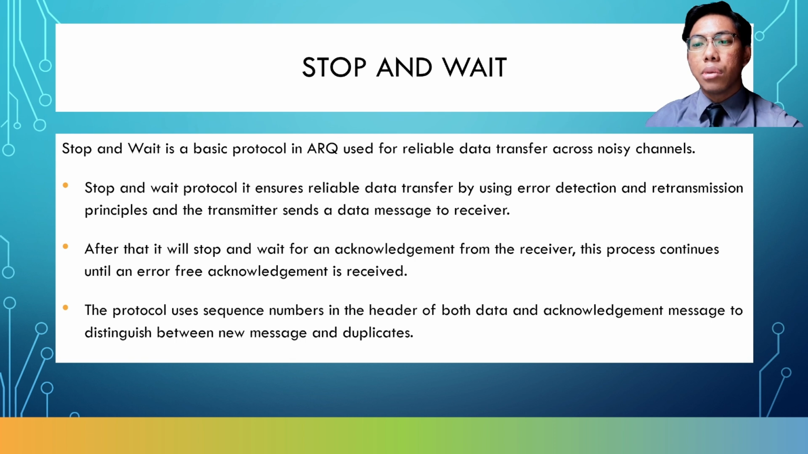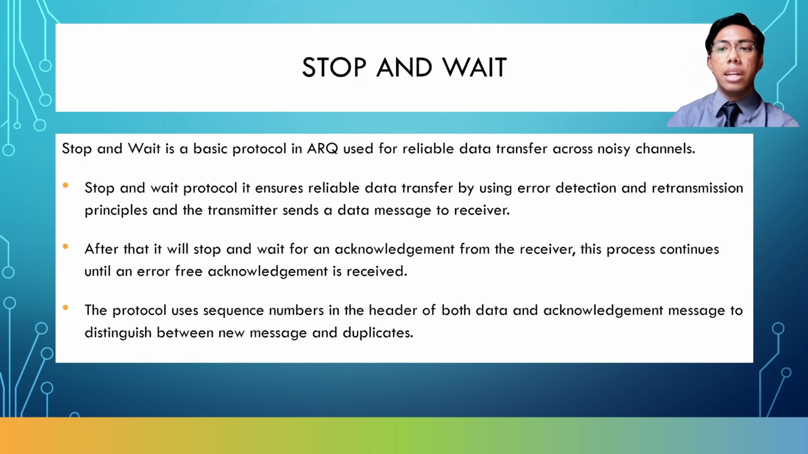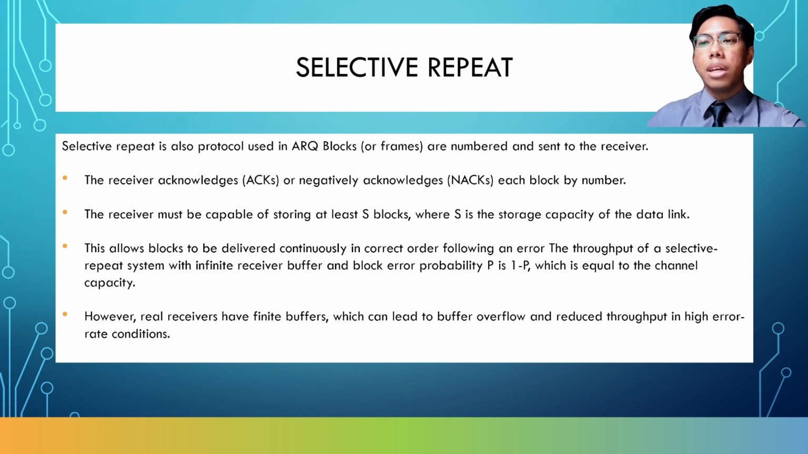The protocol uses a sequence number in the header for both data and acknowledgement messages to distinguish between a new message and a duplicate. The last one is selective repeat. It is a protocol used in ARQ where blocks are numbered and sent to the receiver. The receiver acknowledges or negatively acknowledges each block by number. The receiver must be capable of storing at least S blocks, where S is the storage capacity of the data link. This allows blocks to be delivered continuously in the correct order following an error.